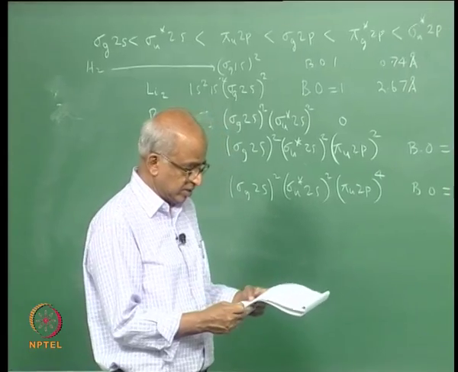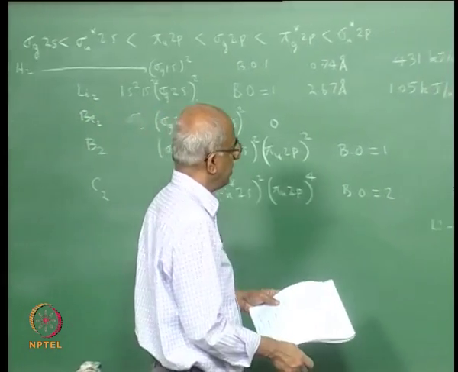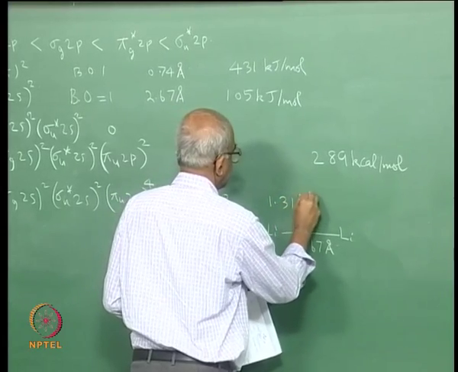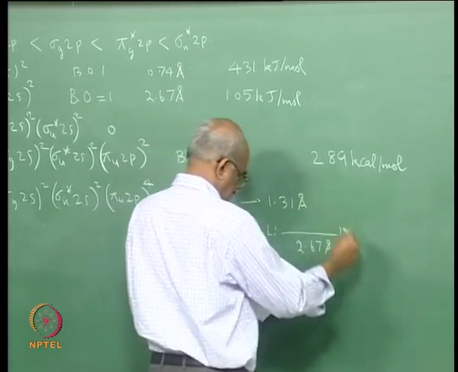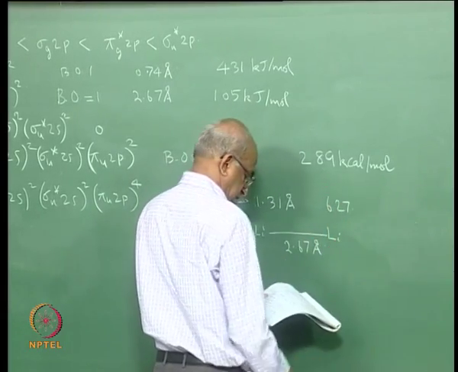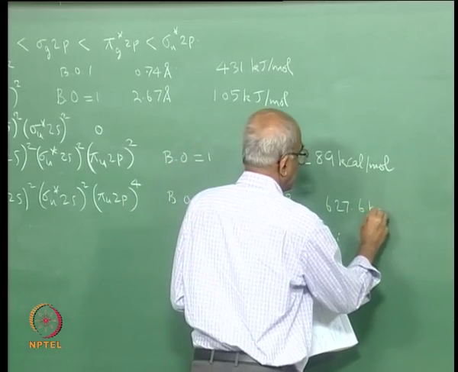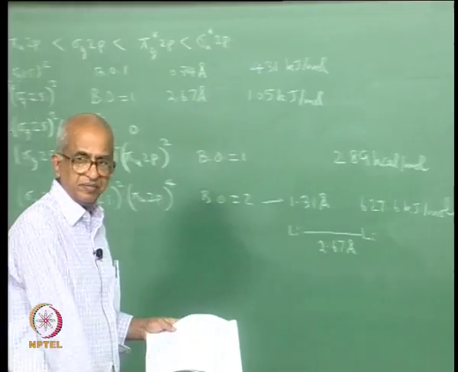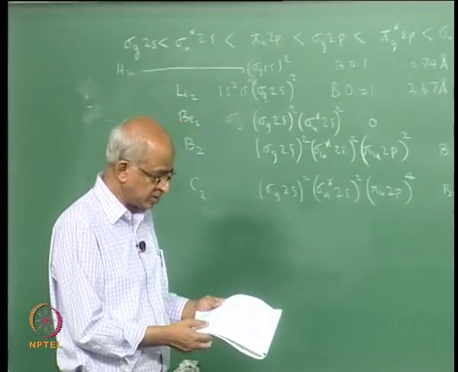And naturally, the bond length will be short. It is found to be 1.31 angstroms, that is the bond length, and the bond energy is 627.6 kilojoules per mole, rather high. That is because there is a double bond.